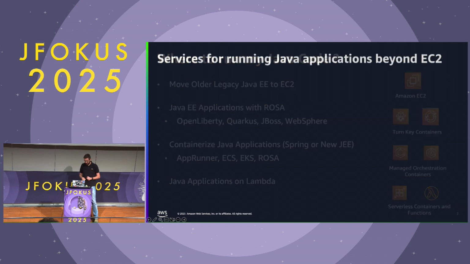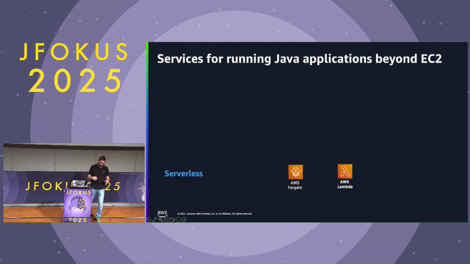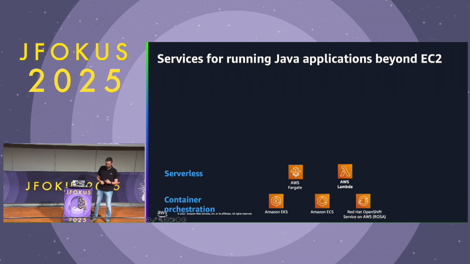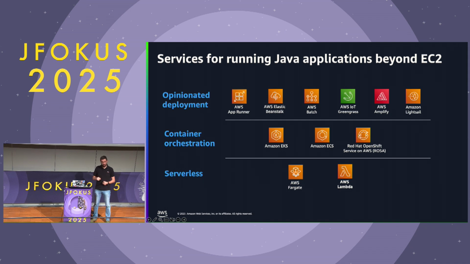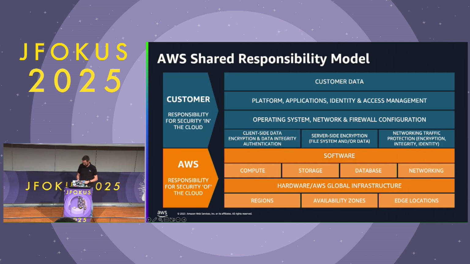So that's not all. If we look at it from another angle, you have serverless, Fargate, Lambda, we have container services, and then you have the opinionated deployment, meaning depending on what you need to do and how much you want to do there, you can choose one of those services and we will do part of the work. And then we come to a more important slide to discuss that, which is the shared responsibility model.